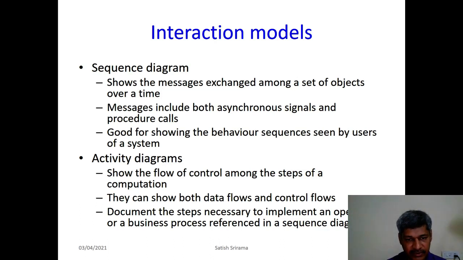So you have the sequence diagram, and these activity diagrams provide additional information. For example, if a certain operation has to be implemented, what are the steps to be taken care of? All these things are shown in activity diagrams. These three types of models, the use cases, the sequence diagrams and the activity diagrams, constitute these interaction models.